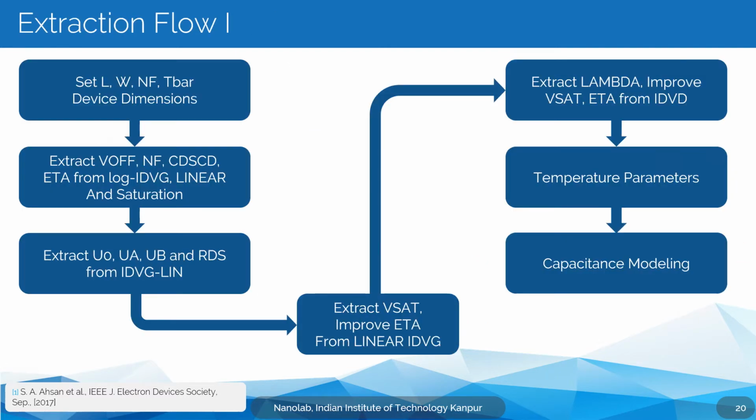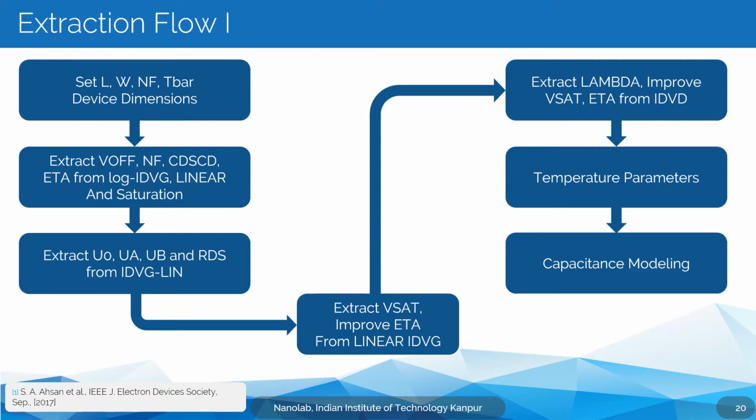Now this is an overview of the extraction flow of the ASM-HEMT model. We start with the device dimensions, and we set the length, the width, the number of fingers, the thickness of the AlGaN layer. Then the first thing we extract is the subthreshold characteristics. So we extract the threshold voltage, the N factor of the device, the drain dependence of the N factor, and eta, which is the DIBL factor. We extract all of this from the subthreshold region.